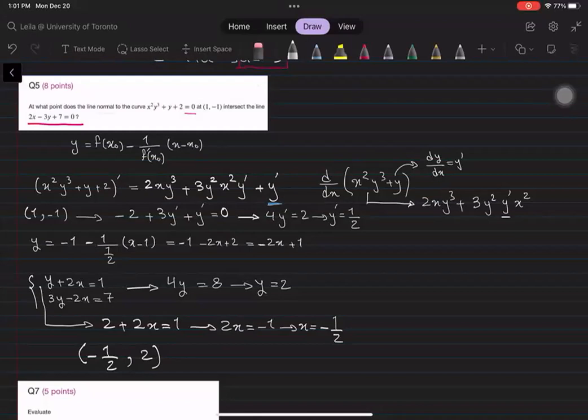No, it's 7 because you take this to the other side.